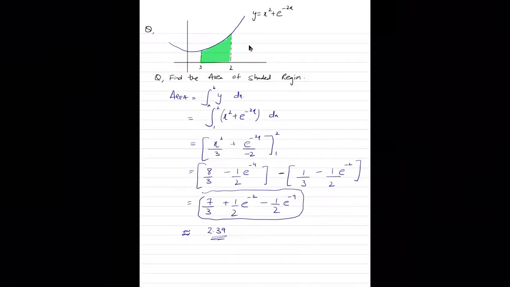Now let's look at integration of expressions such as 1 over ax plus b. To understand the integration of the expression 1 over ax plus b, let us first discuss the integration of 1 upon x.